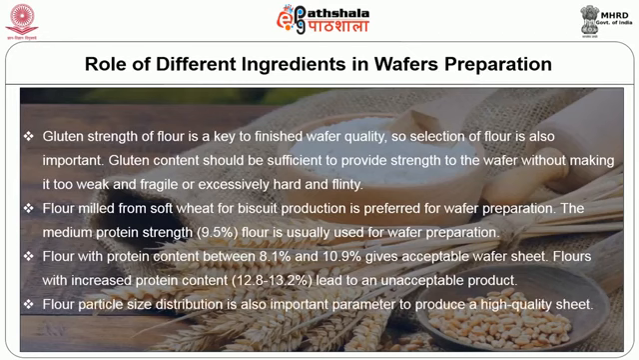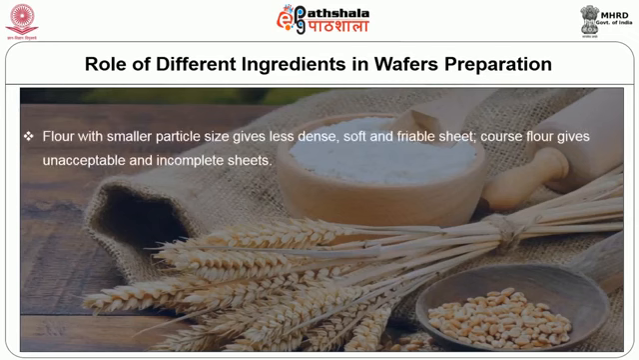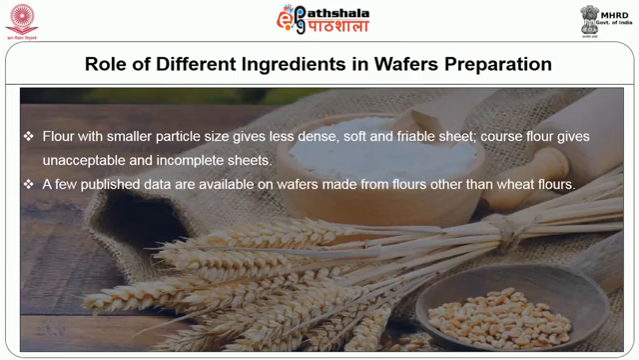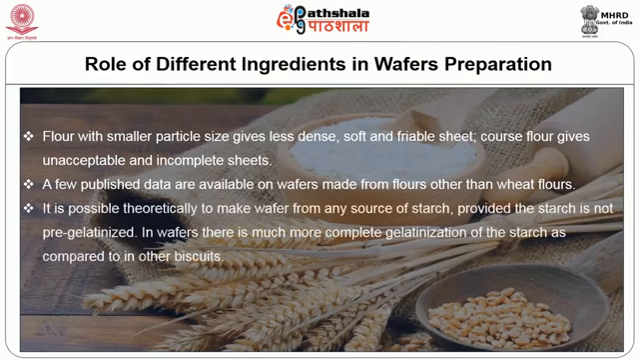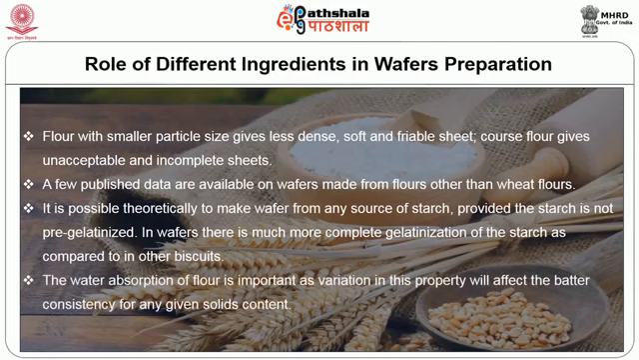Flour particle size distribution is also an important parameter to produce a high quality sheet. Flour with smaller particle size gives a less dense, soft sheet. Coarse flour gives an unacceptable and incomplete sheet. A few published data are available on wafer made from flour other than wheat flour. However, it is theoretically possible to make wafer from any source of starch, provided the starch is not pre-gelatinized.